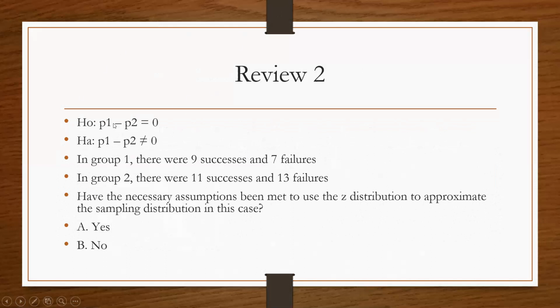All right, so V2 wrote out this nice long thing. Basically it's saying that the null is that the proportions are the same, and the alternative hypothesis is that they're not the same. In group 1, they had 9 successes and 7 failures. In group 2, there were 11 successes and 13 failures. So have the necessary assumptions been met to use the Z distribution to approximate the sampling distribution in this case? Give you a little bit of time to work on this one.